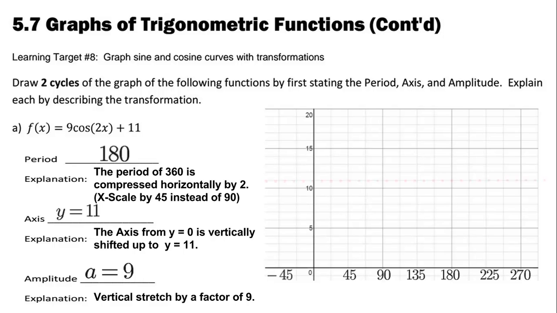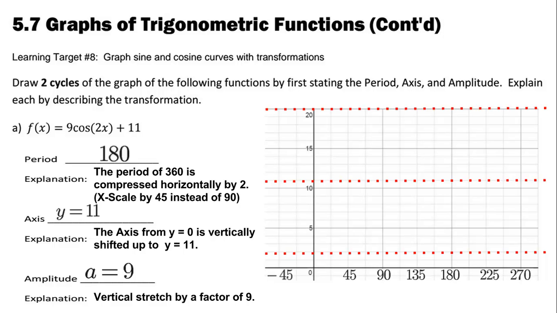Okay, so what we do is we draw that axis of the curve. This is the line that we're going to go up and down from. We draw the maximum of the curve. We draw the minimum of the curve. So the maximum is 9 above the axis. Notice the 20 is actually on this line up here, and the 2 is 9 below the axis of 11.